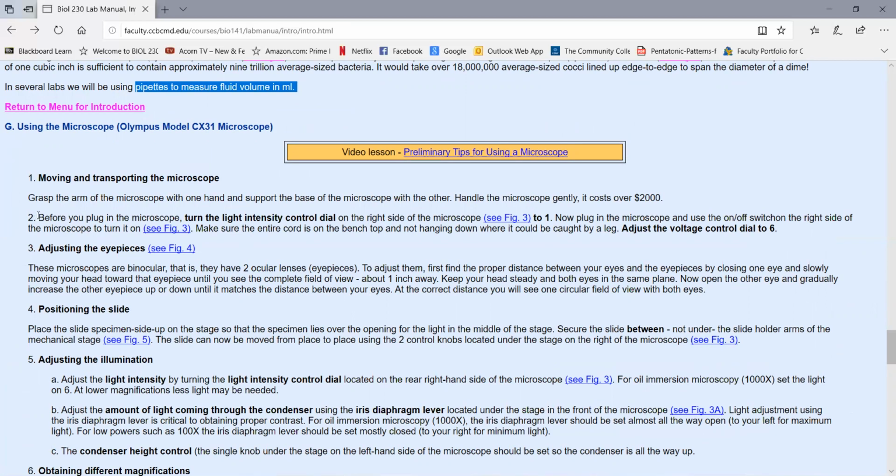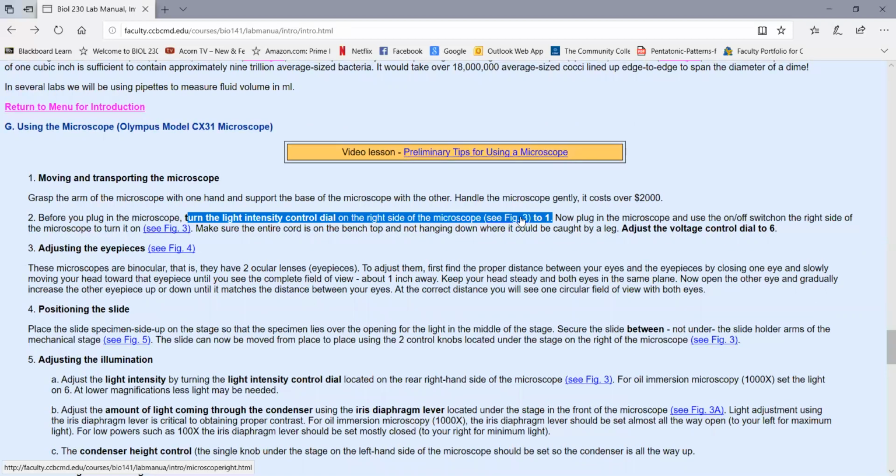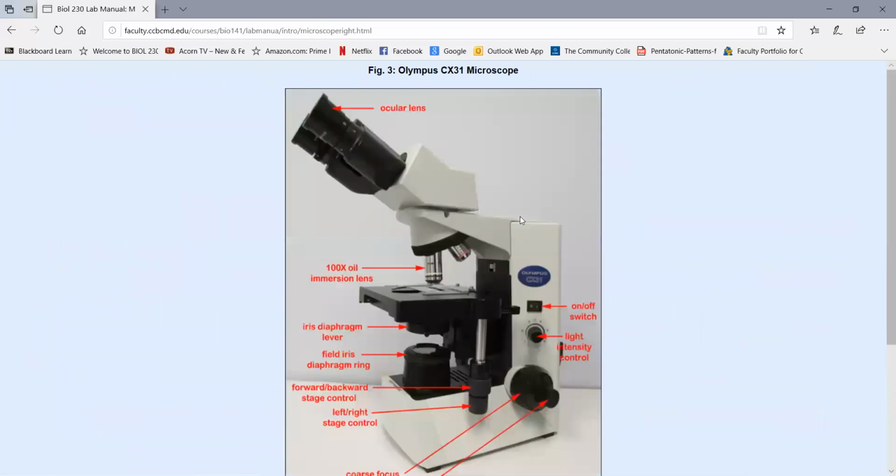So generally, before we plug the microscope in, we turn the light intensity control dial down to 1. It should be at 1 because that's where you turn it when you put it away. But this is the light intensity dial here shown in figure 3. And that should be set at 1 before you plug it in.